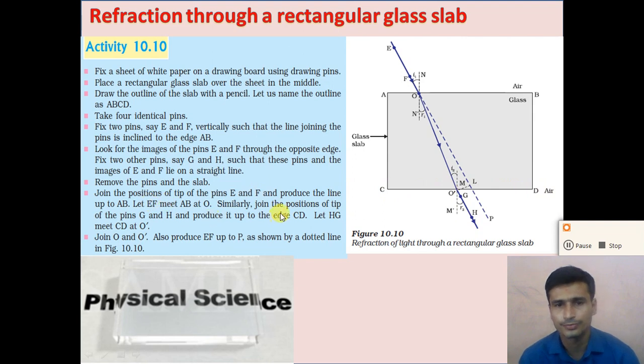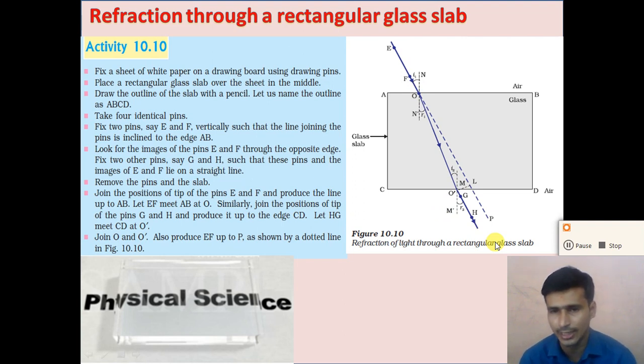Right? So let us say this line EF is called the incident ray to the glass and this line GH is called the emergent ray from the glass slab. So both of these two lines, EF and GH, are not in the same direction.